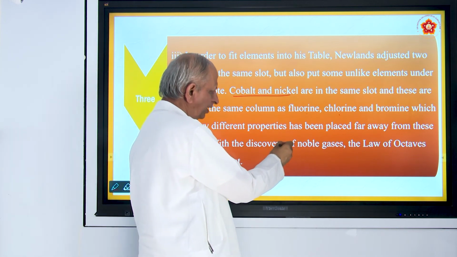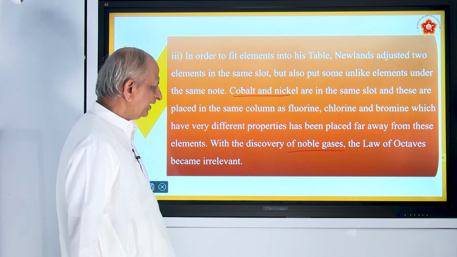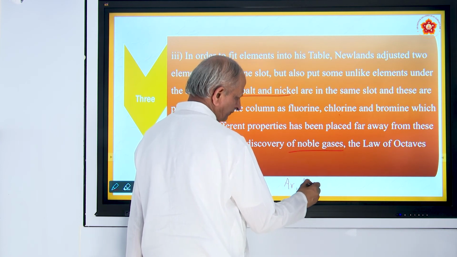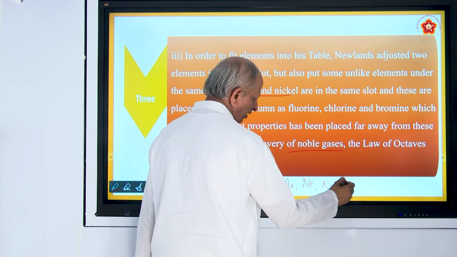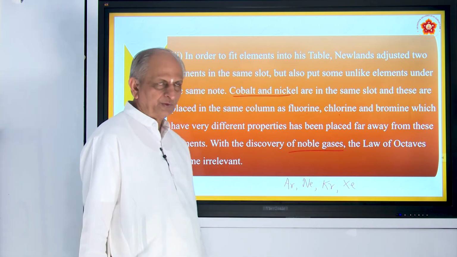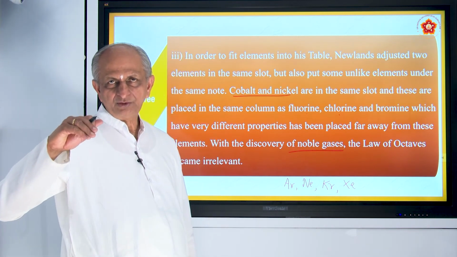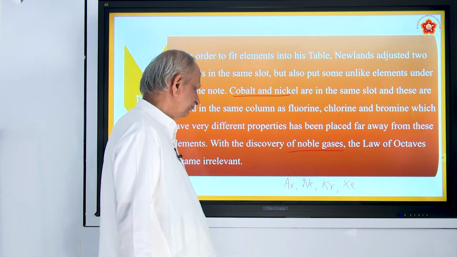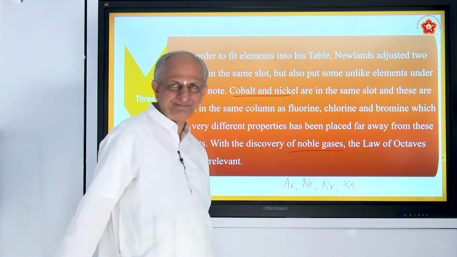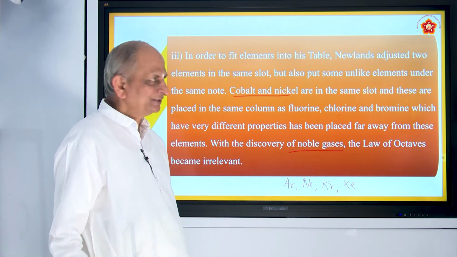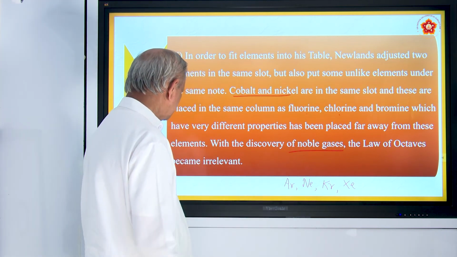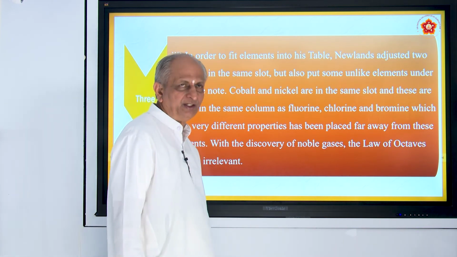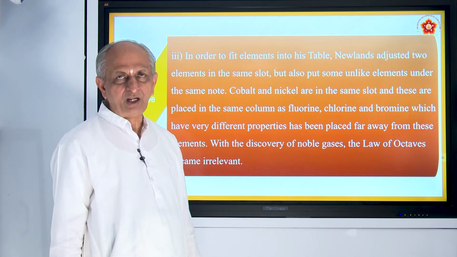With the discovery of noble gases, what are noble gases? Gases like argon, neon, krypton, xenon, all these are called noble gases. Why are they called noble gases? They have a sufficient number of electrons in the outermost orbital, so they are very least reactive. But Newland could not give place for them. Even though they resemble each other, his classification failed to answer this. So the law of octaves became irrelevant. They are not at all relevant. So these are the limitations of Newland's law of octaves.